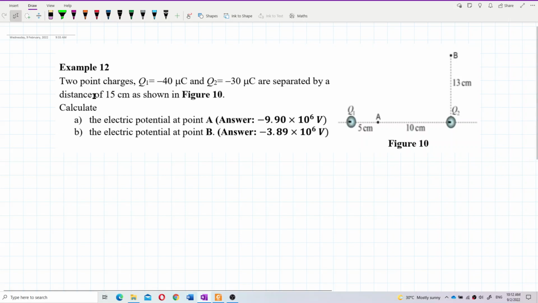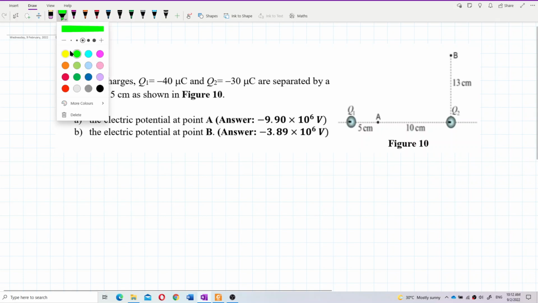Two point charges, Q1 and Q2, are separated by a distance of 15 cm as shown in figure 10. Calculate the electric potential at point A, and also find the electric potential at point B. We look at A, electric potential at point A.